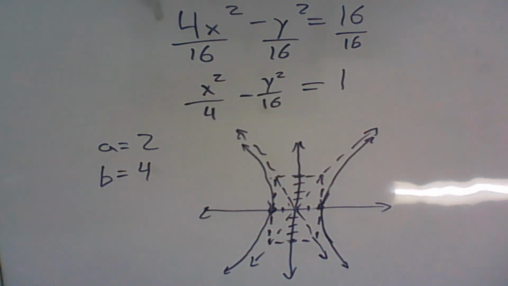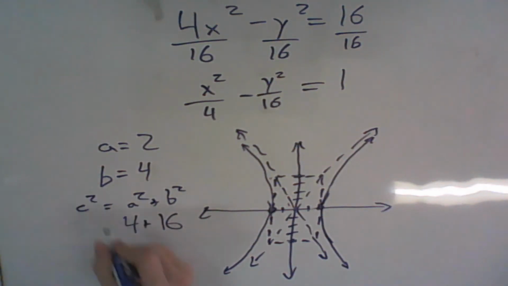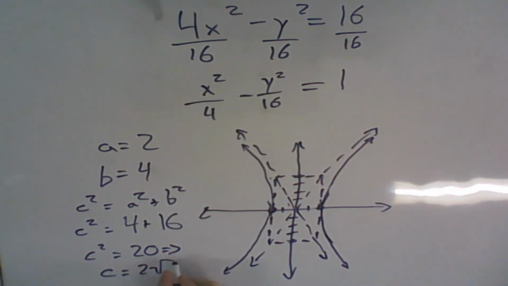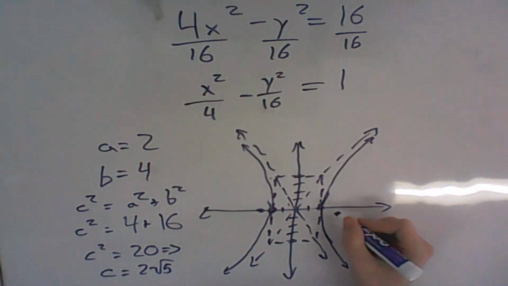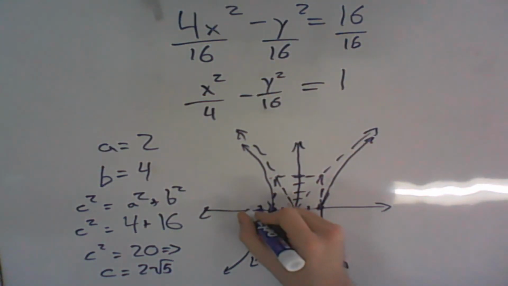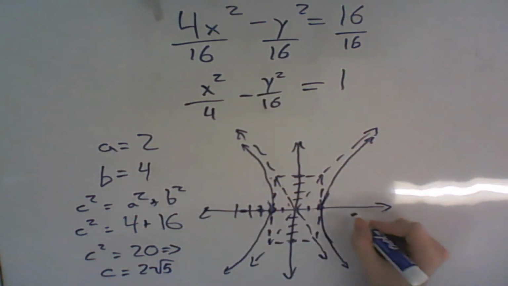Okay? Now, we're not finished yet. We still need to draw a focus. To find the focus, we just do a squared plus b squared. So 2 squared is 4, 4 plus 16. It's just a squared plus b squared equals c squared. So c squared equals 20, which means that c equals 2 square root of 5. So 2 square root of 5 is going to be here. Well, actually, it's actually going to be closer to here.